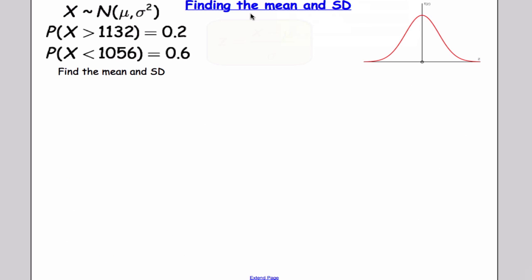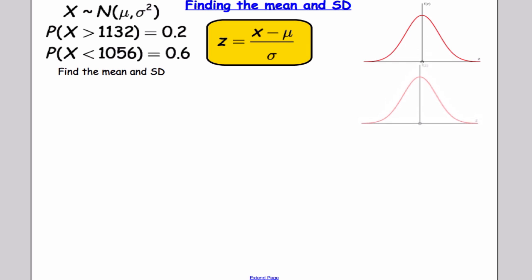Okay, so this problem we're going to look to find the mean and the standard deviation. So x is normally distributed with mean mu and standard deviation sigma, or variance sigma squared, with a probability that x is greater than 1132 equal to 0.2 and x less than 1056 equal to 0.6. Find the mean and the standard deviation. So we're going to need our formula again, and we're also going to need to solve some simultaneous equations. Okay, let's crack on with a couple of diagrams just like before.